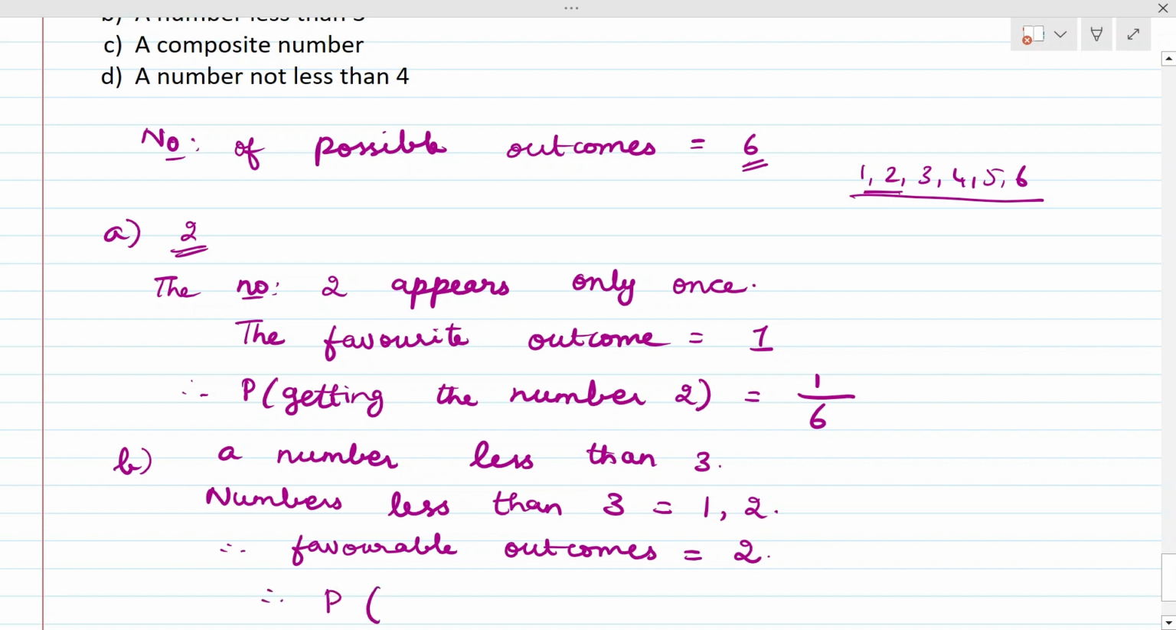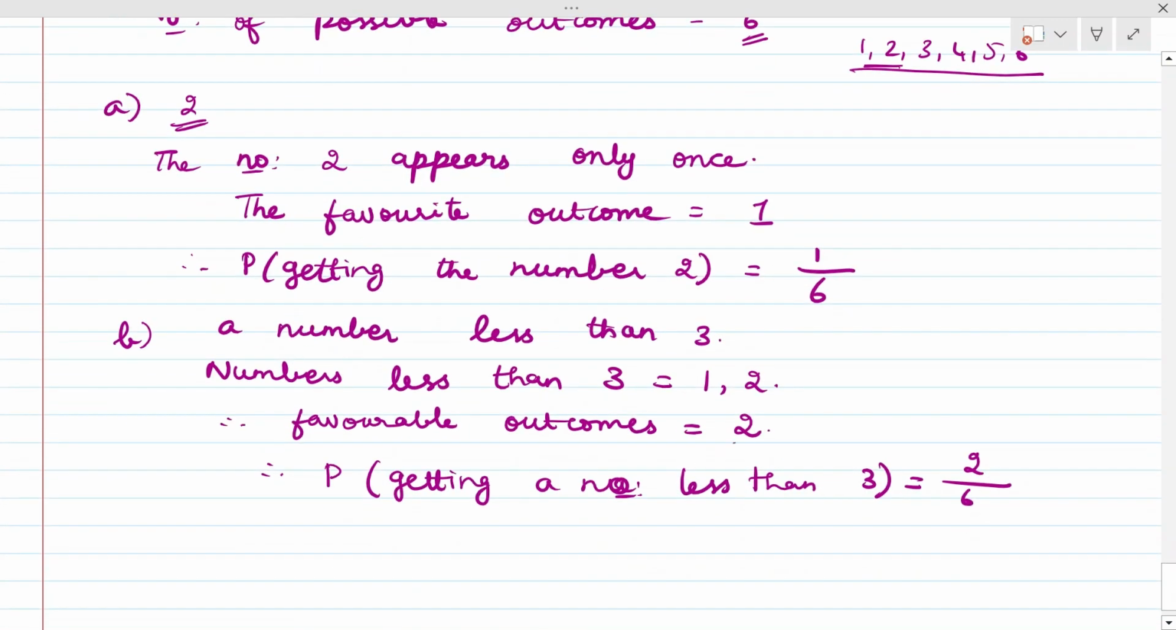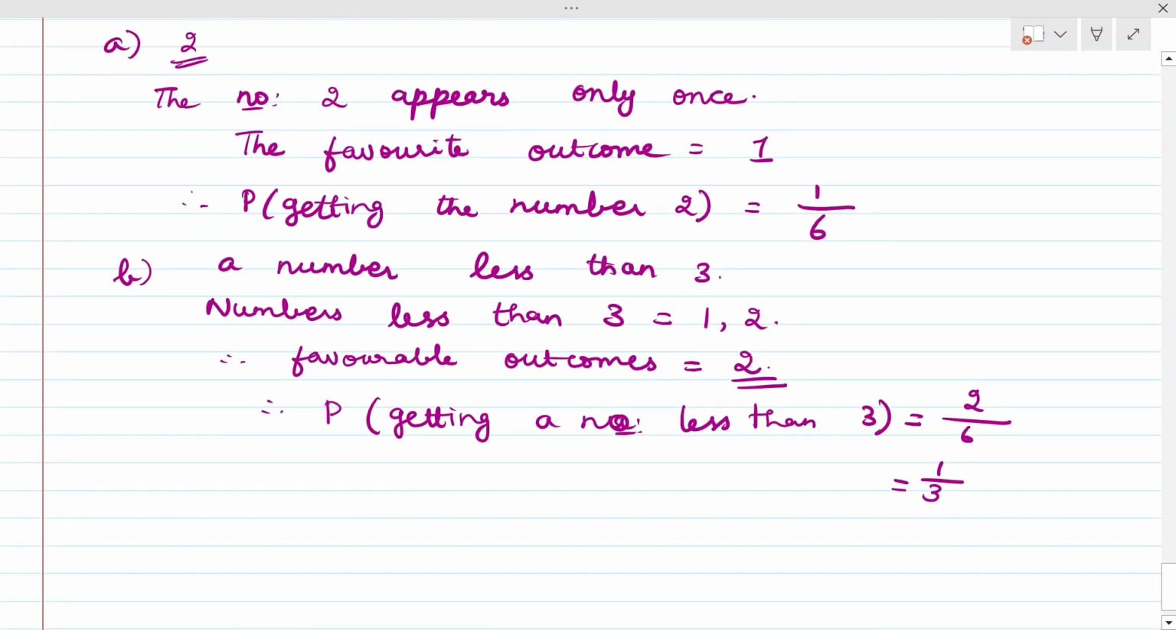Therefore, the probability of getting a number less than 3 is equal to 2 divided by 6. That is, 2 is our favorable outcome and 6 is the total possible outcome. But we cannot represent 2 by 6 in a probability. We have to reduce it and make it 1 by 3. So the probability of getting a number less than 3 is 1 by 3.